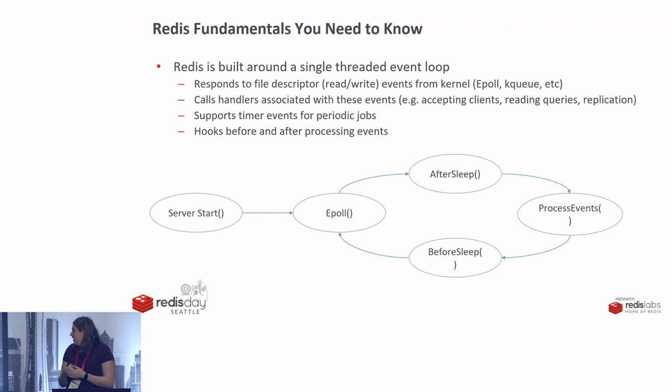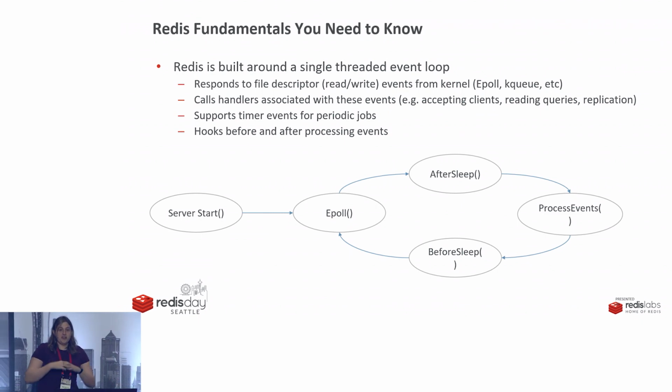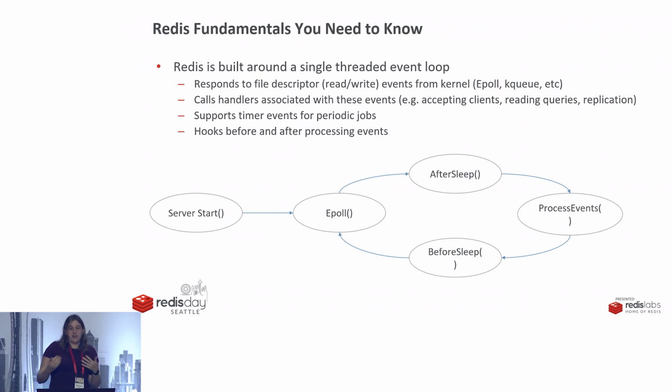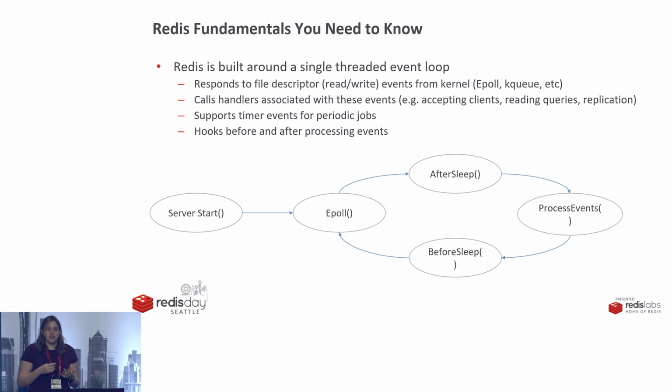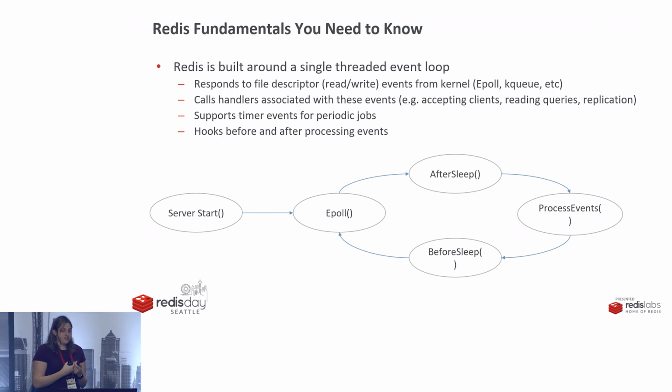Just to go over, the Redis fundamental that you need to know is that it's built around a single-threaded event loop. You heard earlier that there are other threads in Redis, but it's built around this single event loop. This event loop responds to read and write events on file descriptors. For those of you that aren't CS fundamentalists, a file descriptor is a way to represent input and output. It's a way for the kernel to tell Redis that this input-output stream has data to read or write. So if your client is sending data to Redis, the kernel will notify Redis that something is ready to be read. This is used to accept clients, read queries, and write data out to replication streams. This is the core loop of Redis.